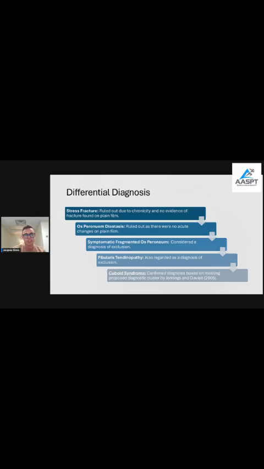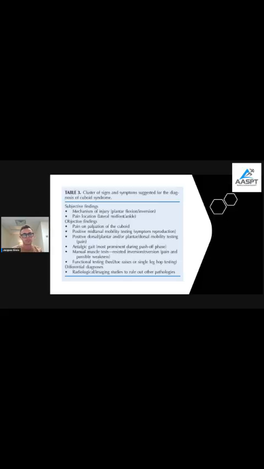When we look at symptomatic fragmented os peroneum, as well as peroneal tendinopathy, these are both diagnoses of exclusion. So these were ruled out as we were able to come to a different diagnosis, which was cuboid syndrome, which they were able to confirm by meeting the proposed criteria that were published in 2005 by Jennings and Davies.